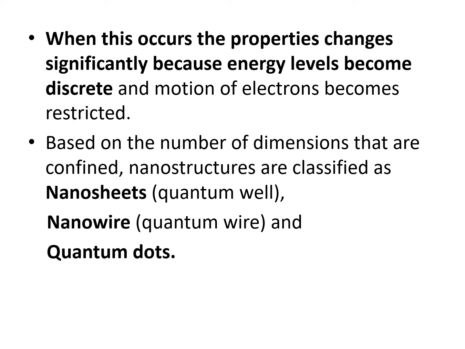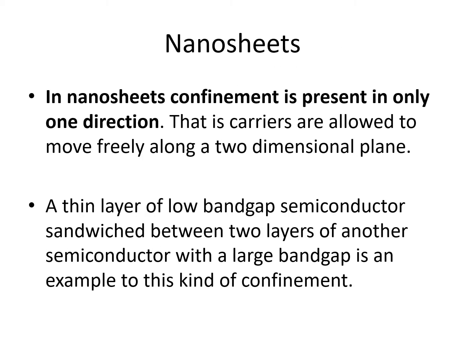Now, based on the number of dimensions in which the confinement occurs, we can classify them into nanosheets, nanowires, and quantum dots. Nanosheets means the confinement is only in one direction. So it is something like a sheet where the length and breadth are greater than 100 nanometers, but the thickness is less than 100 nanometers. So the thickness is comparable to the de Broglie wavelength, which means that the confinement is there only in one direction. In the other two directions, the electron can move freely, but not in one direction.